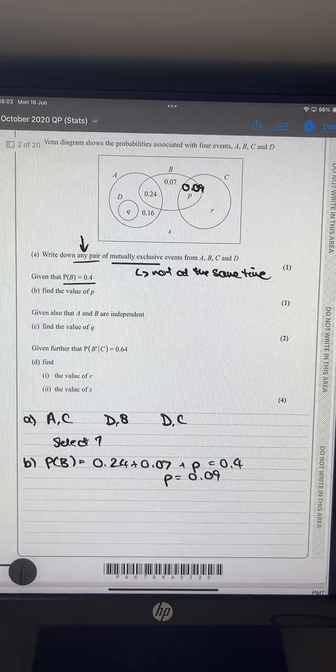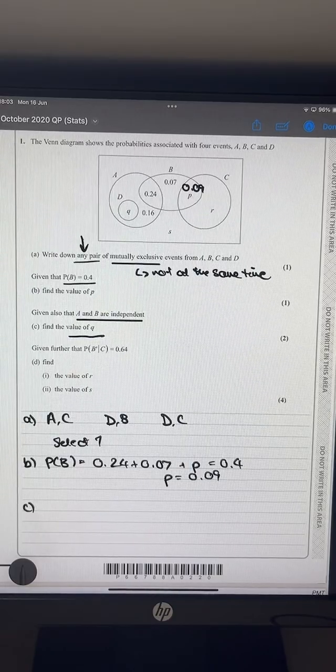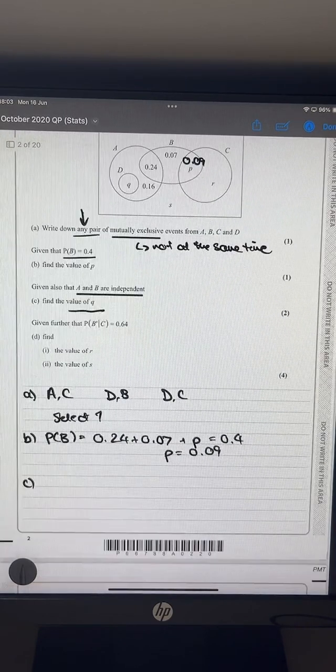Given also that A and B are independent, find the value of q. If you're told independent, there's one thing that you need to remember. For further maths, you don't really get 1 markers, not a lot of the time, and the 1 markers tend to be a lot of work rather than this.